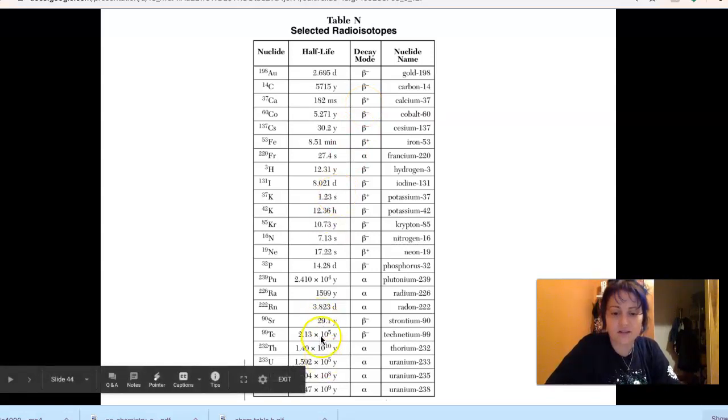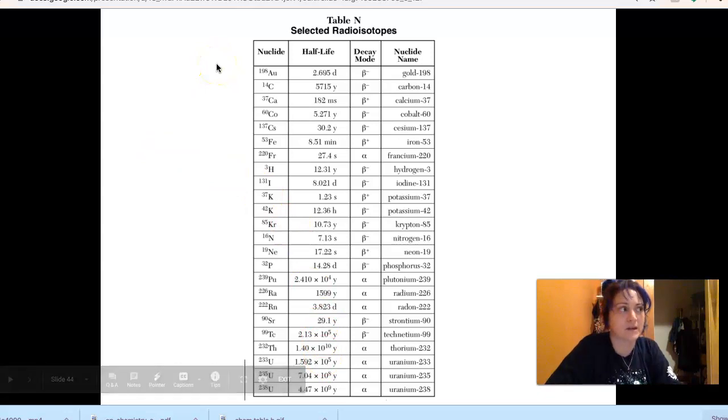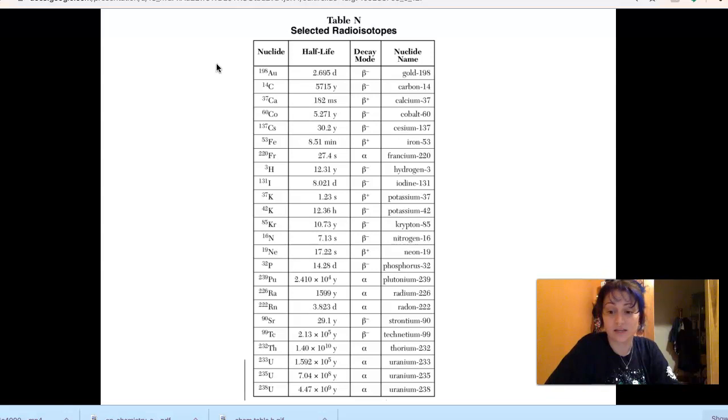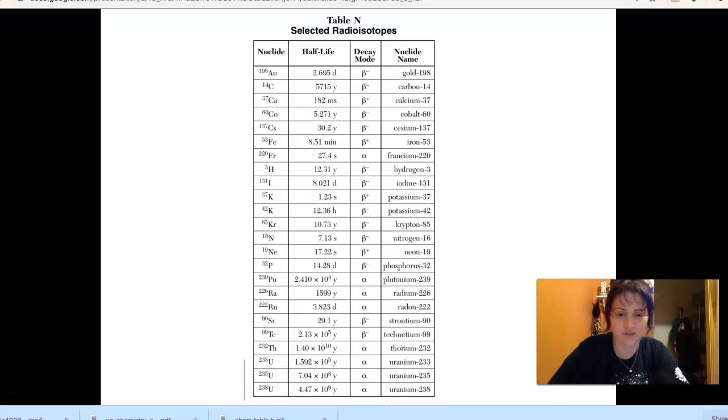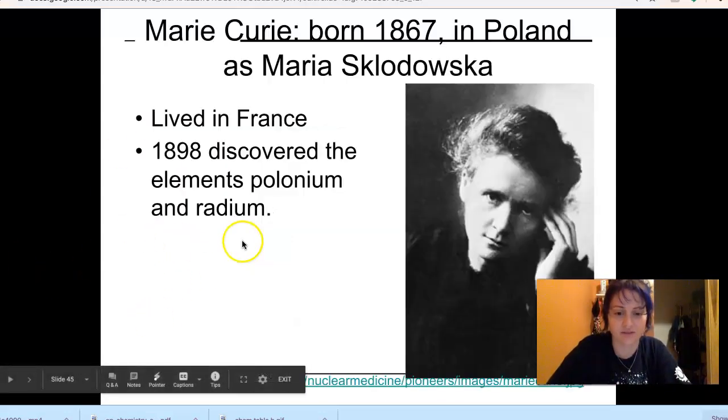And as you can see here, there's a great variety in half-life time. It's very hard to predict the time of a half-life. It's unique to each element. So as you can see here, you have things from as short as 182 milliseconds to things as long as 10 to the 10th years. For example, thorium: the planet hasn't even existed for as long as that half-life is. Just to give you an idea of the range of these things.